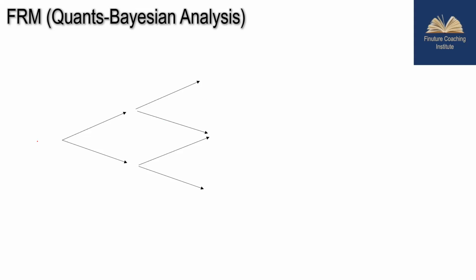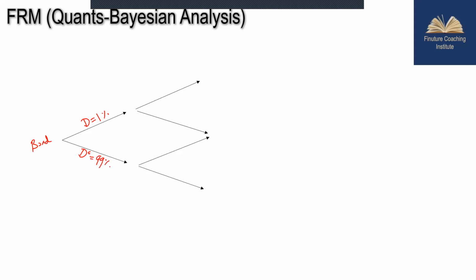Say for example, you have a bond. The probability of default, say we have been given as 1%, and the probability of survival, let me call this the complement, would be 99%. If there is a 1% chance that it will default, there is a 99% chance that it will survive.